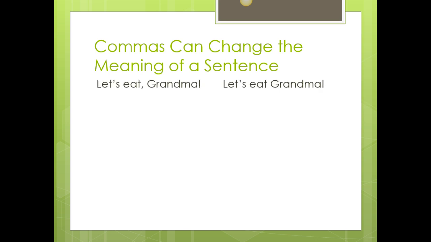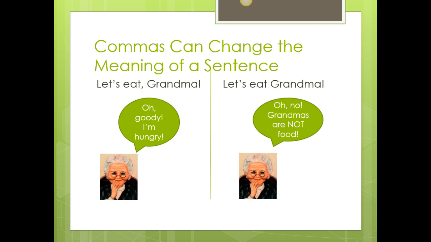Look at the difference between these two sentences. Let's eat grandma, or let's eat, grandma. In one of them, the one on the left, it looks like we're calling grandma to dinner. On the right, it looks like it's grandma that's being served for lunch, which is not good.